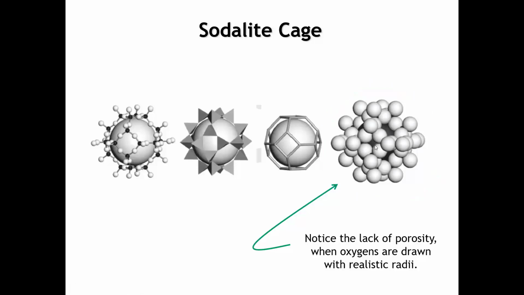And when you look at it that way, you can see that, in fact, this is not really porous. There's no real space big enough for molecules to get in and out. I think this space right here is about 2.5 angstroms by maybe 1.5 angstroms. That's just not big enough for any molecules to go in and out.